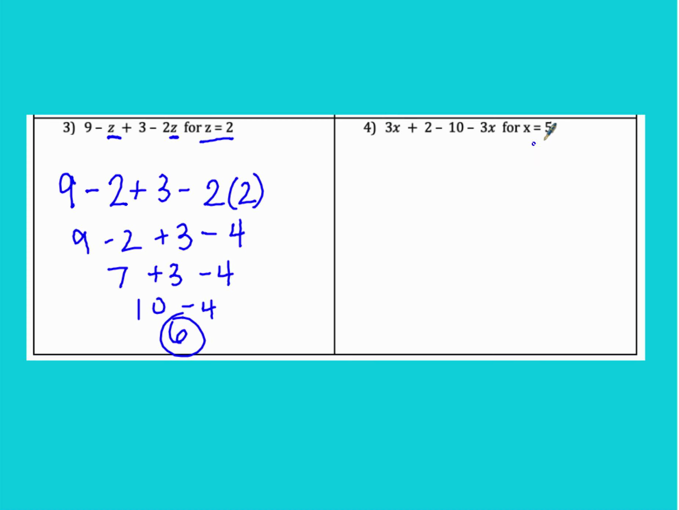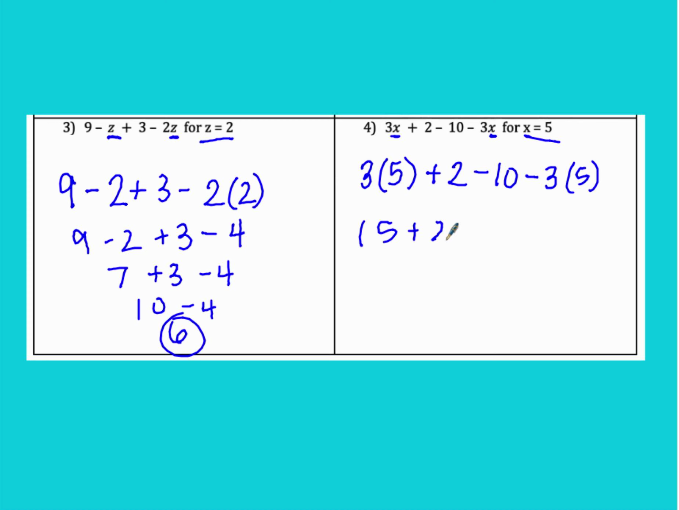In our last example for this video, we have 3x plus 2 minus 10 minus 3x for when x equals 5. So again, all of those x's are just going to be replaced with 5's here. So we rewrite, everywhere we see an x, we put a 5 in. So I have 3 times x, which is now 3 times 5, plus 2 minus 10 minus 3 times x, which is now 3 times 5. So I need to start with my multiplication here. 3 times 5 is 15. Plus 2 minus 10 minus, and then 3 times 5 again is 15.